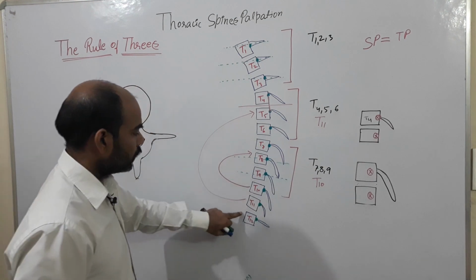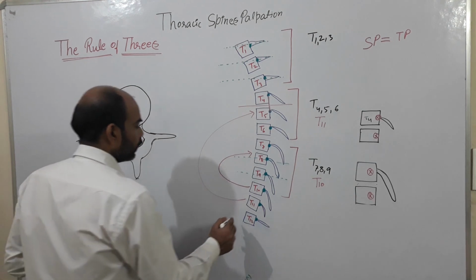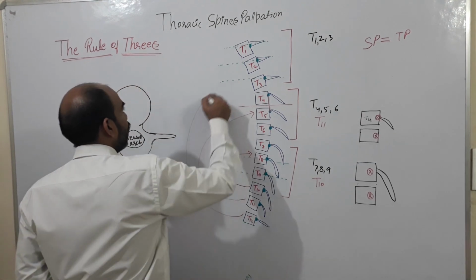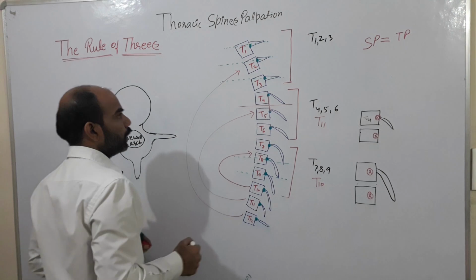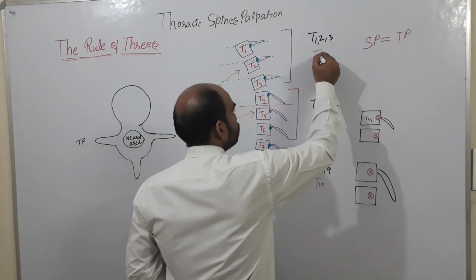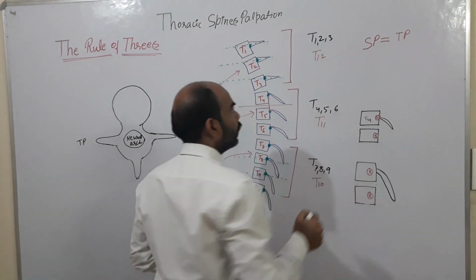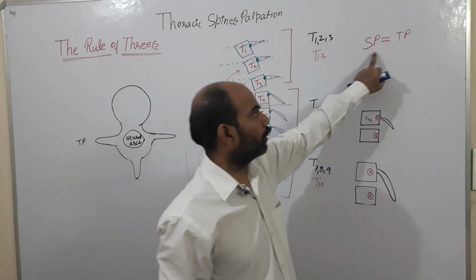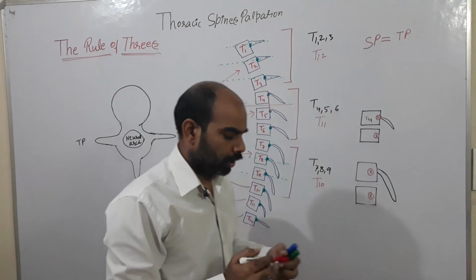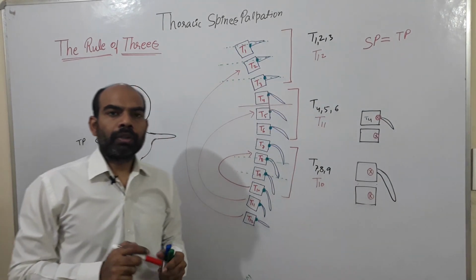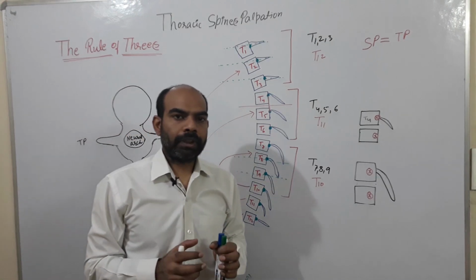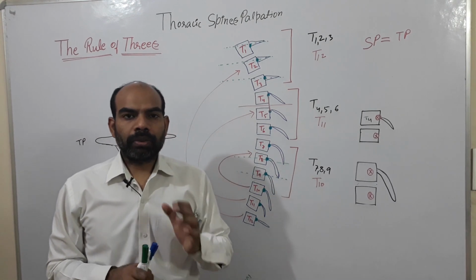And this last T12 vertebra behaves like the upper group, means the spinous process of the T12 vertebra is on the same level as the transverse process. So this is the basic concept to understand the palpation of the thoracic spine.